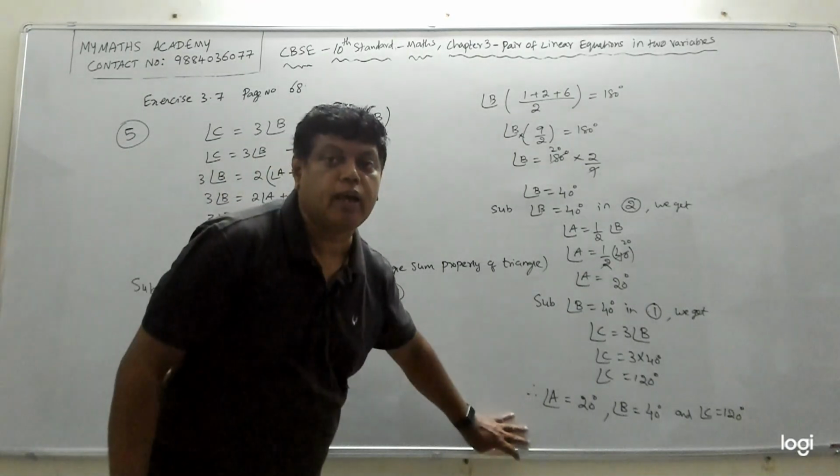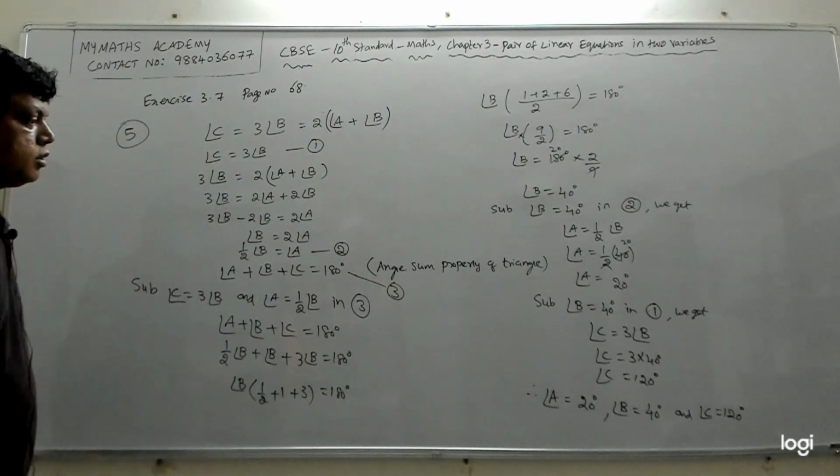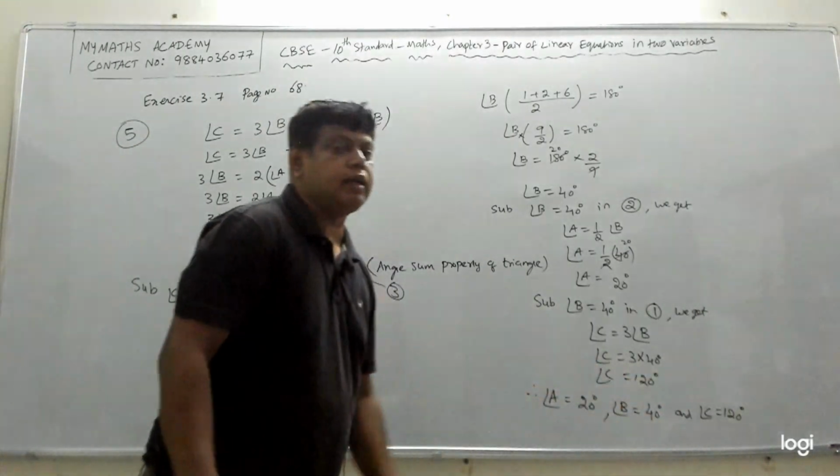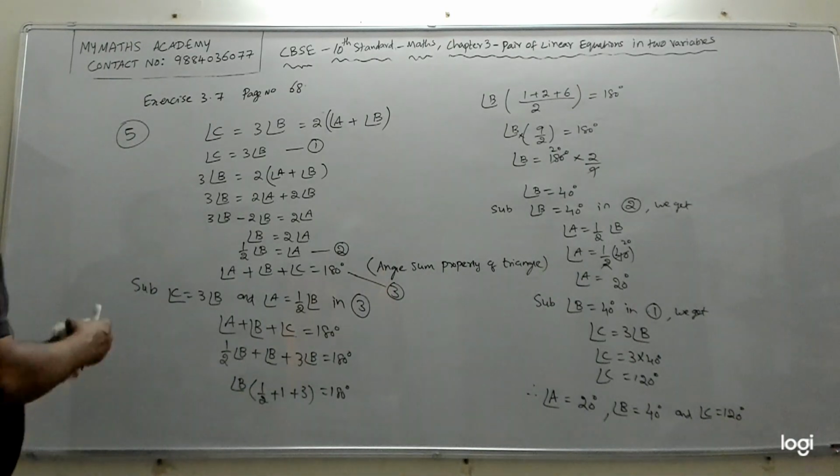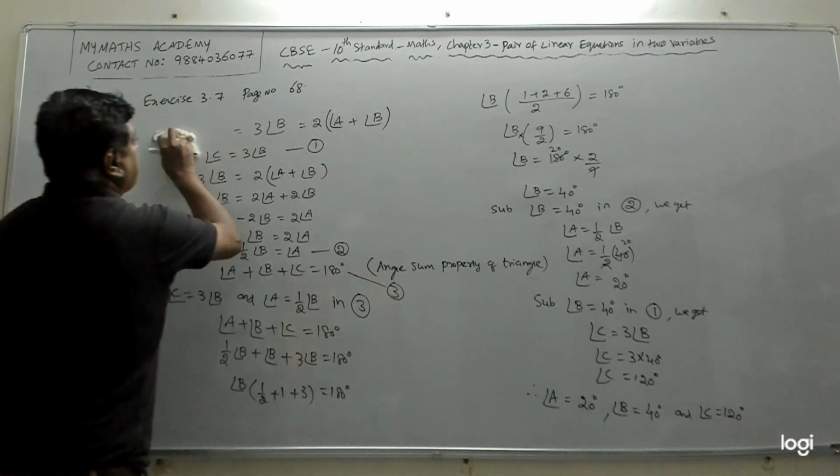So this is the answer. Clear? This is how we find angle A, angle B and angle C of this triangle. Fine. So now we'll move to the next question. Question number 6, it is a graph.